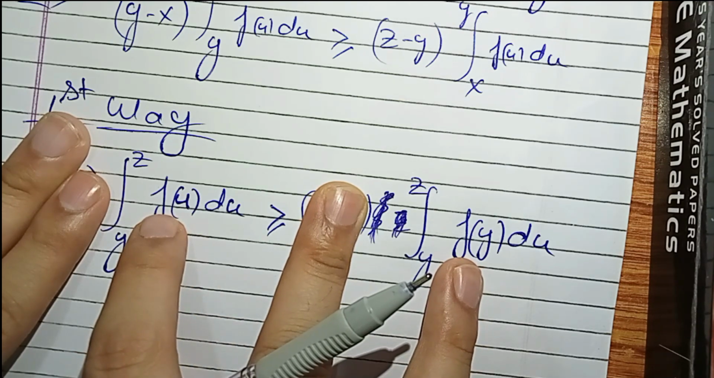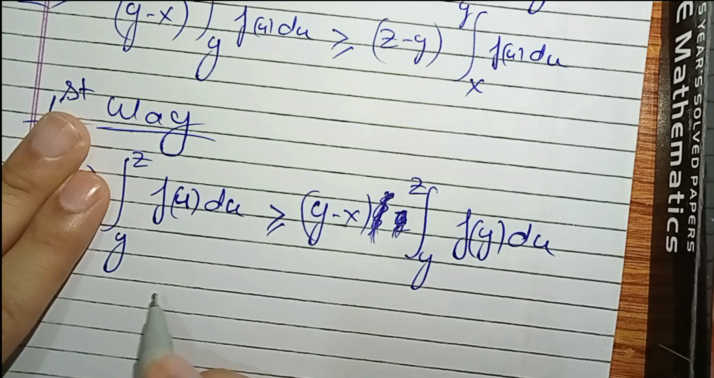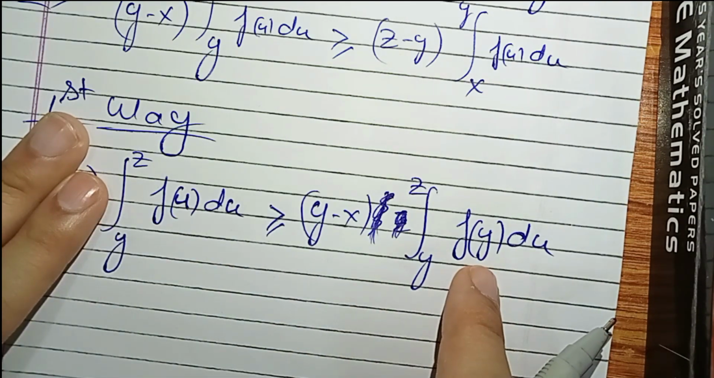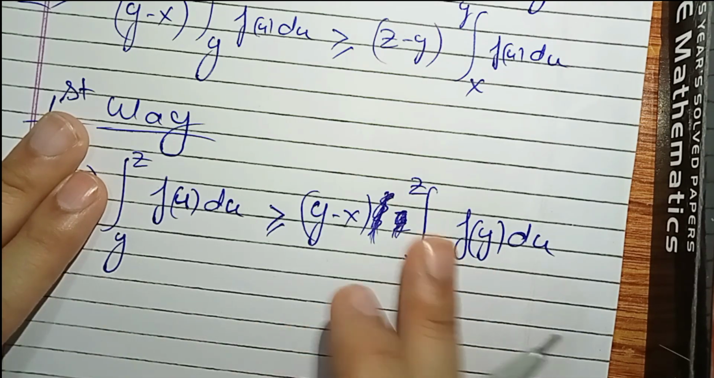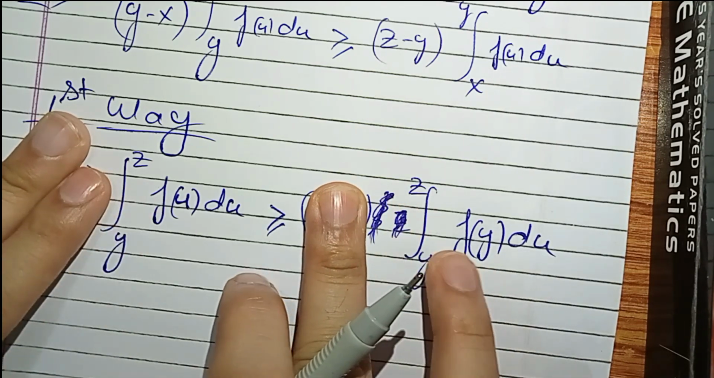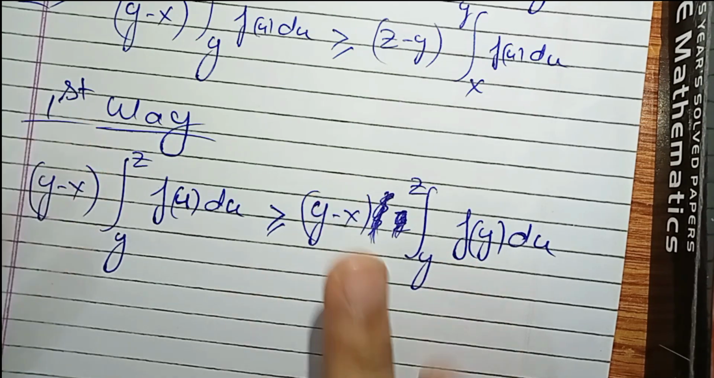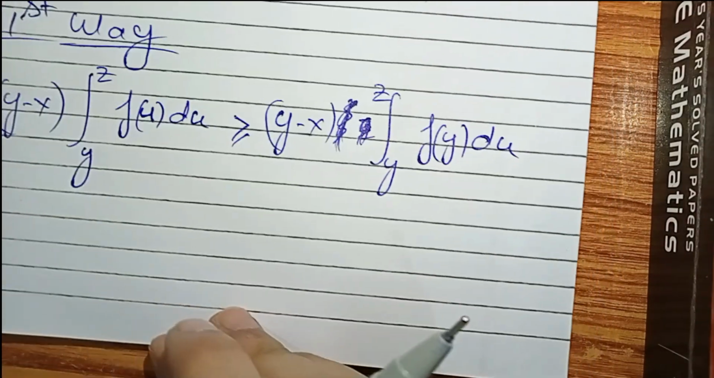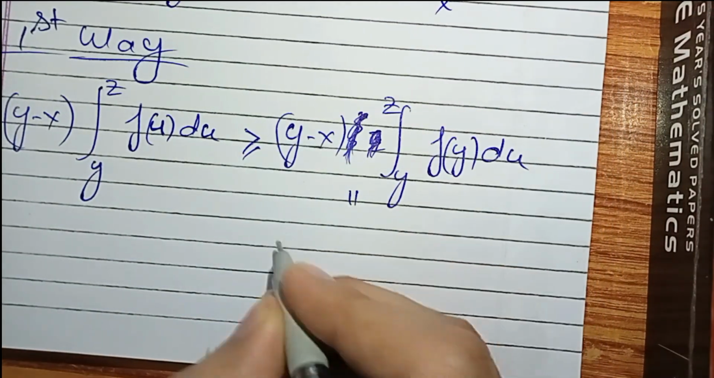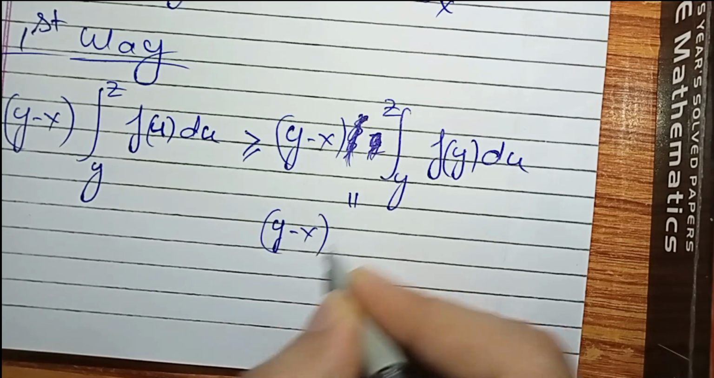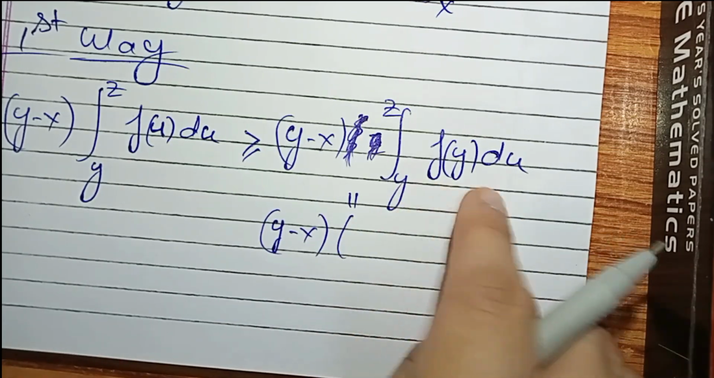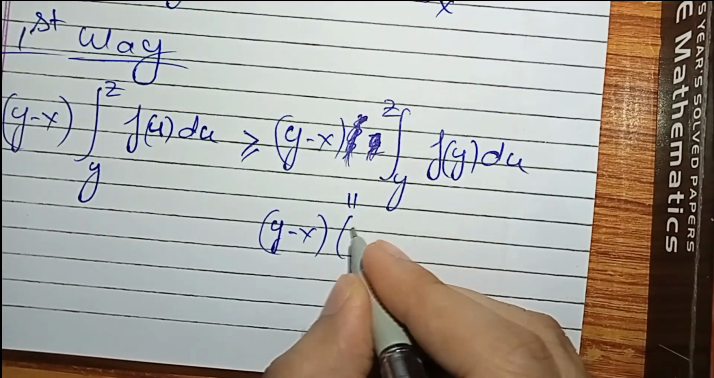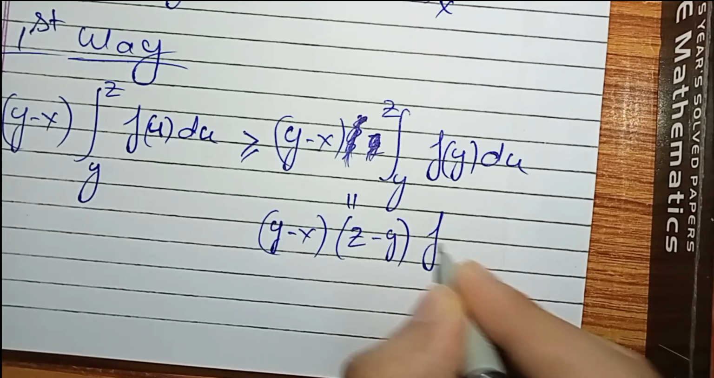So among the values that the function takes between y and z, we have taken the smallest value, that is f(y). That's the reason why this integral is bigger than this integral. And we've multiplied y minus x to both sides, so we got this. Now this thing is equal to y minus x.